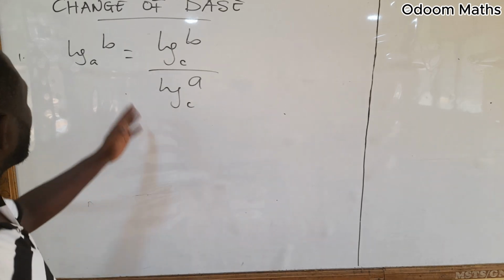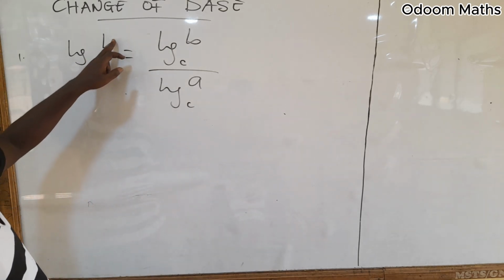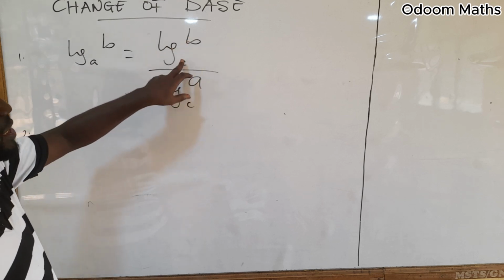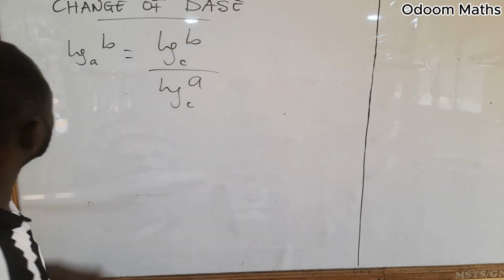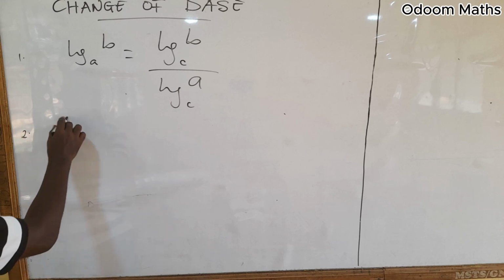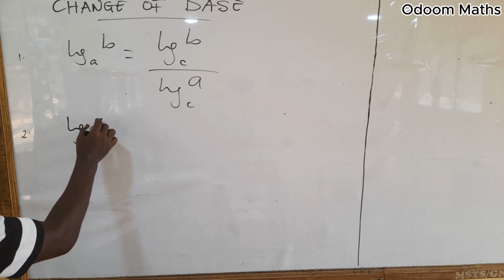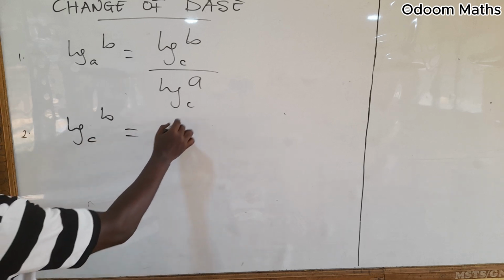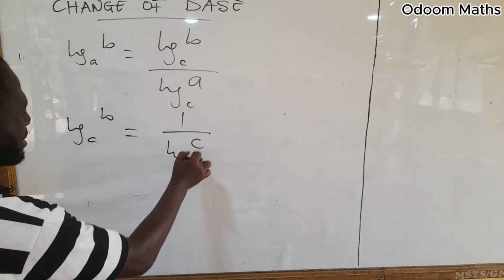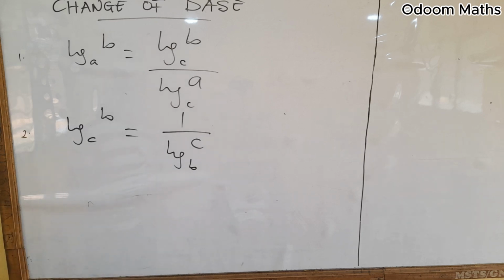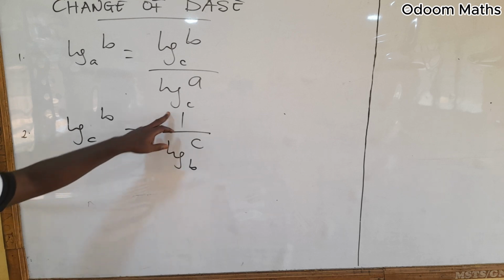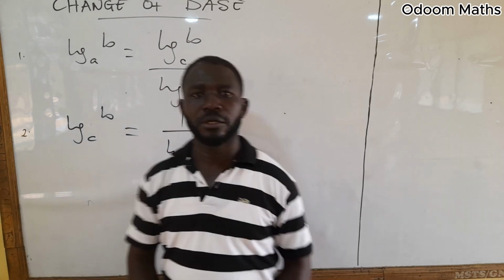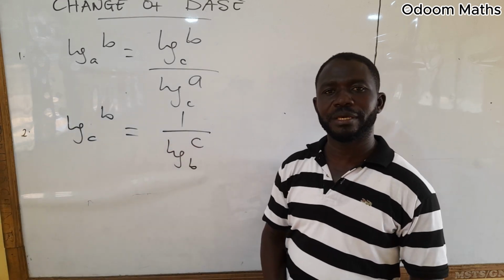Okay, so therefore the first one, log B base A is equal to log B base C over log A base C. Then we should not also forget that log B base C is equal to 1 over log C base B. Okay, we should put this also in mind. So log B base C is equal to 1 over log C base B. Okay, so let's look at some examples.